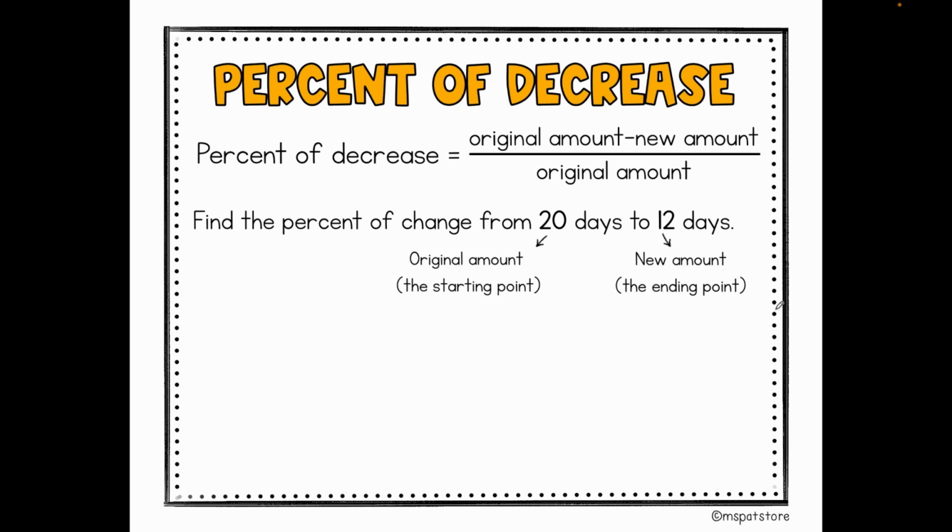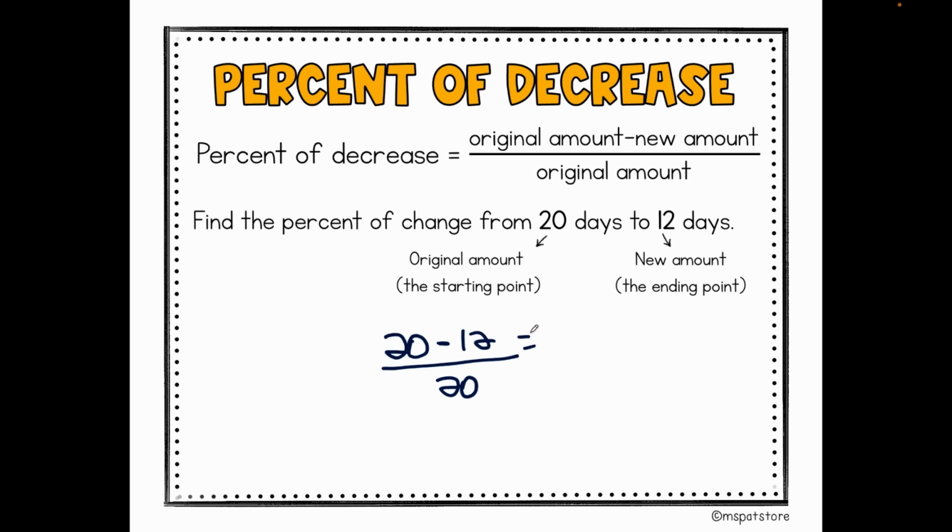Now, we're going to be talking about how to find the percent of decrease. So here's the formula. Original amount minus the new amount divided by the original amount. So here it says, find the percent of change from 20 days to 12 days. Remember, the original amount is always your starting point, all right? So my original amount in this case is 20, minus 12 days, that is my new amount or my ending point. And there, my original amount is 20.